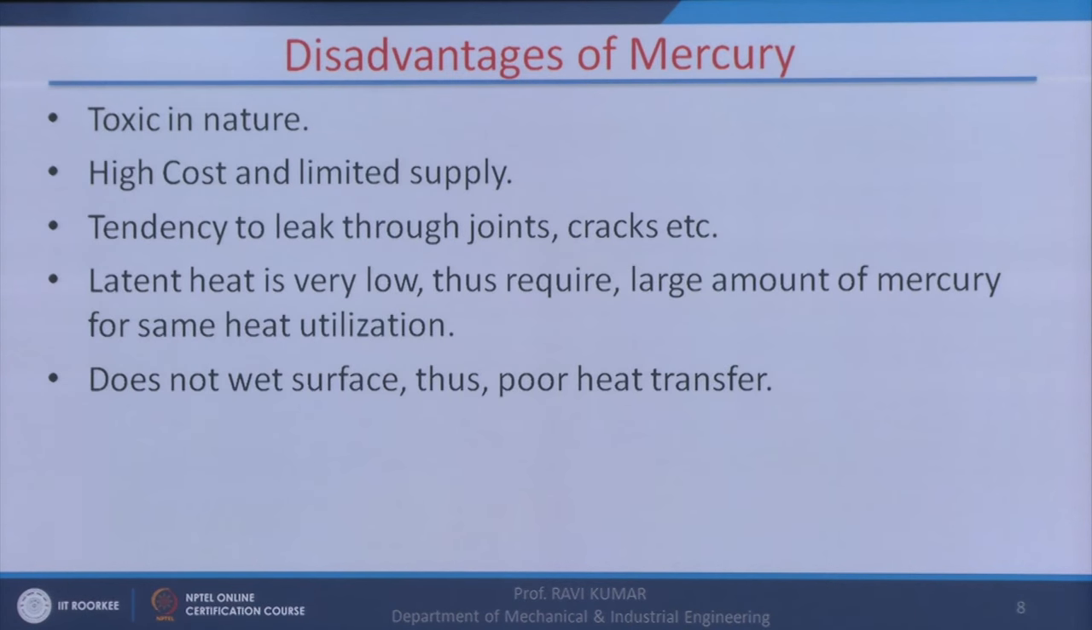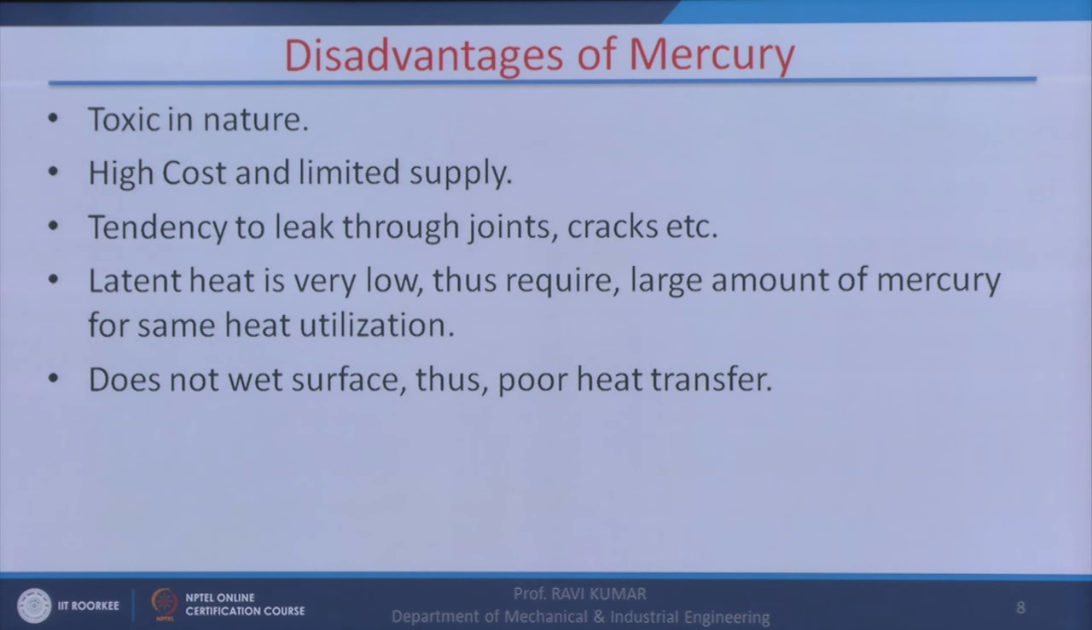as a working fluid. There are certain disadvantages of the use of mercury in a binary cycle. First of all, mercury is toxic in nature. Secondly, the cost of mercury is high and the supply of mercury is limited. Mercury is pervasive, so the tendency of mercury to leak through joints and cracks is very high. So the joints and cracks have to be properly leak proof, otherwise the mercury will leak through these joints, and since it is toxic in nature, it can cause a hazard.